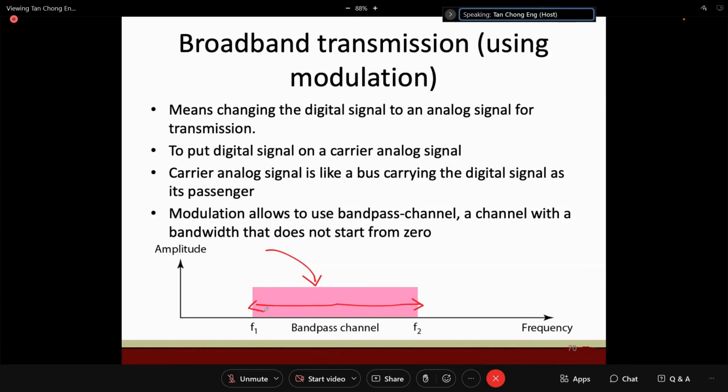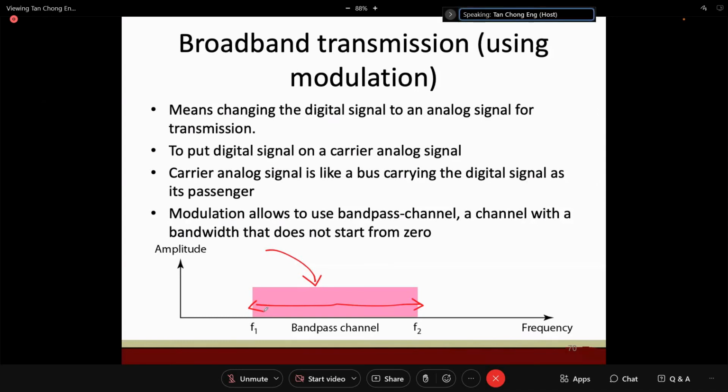Then your data is going to come into this particular frequency to combine them together. And then usually we call this a bandpass channel. A bandpass channel is running at a certain frequency. Then we call it bandpass. For example, your Wi-Fi, right? Your Wi-Fi is actually a bandpass channel.